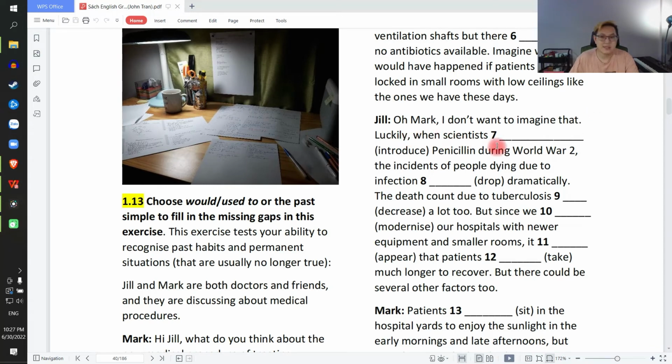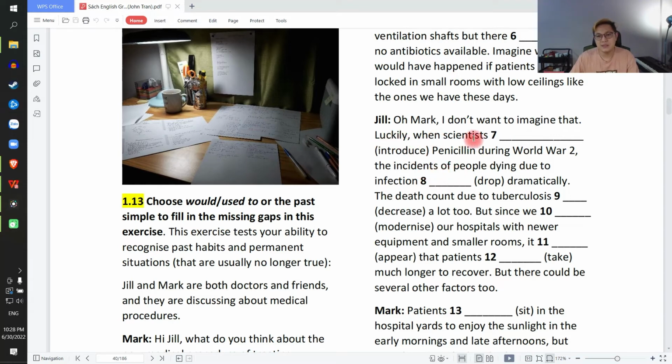Luckily, when scientists introduced penicillin during World War II, the incidence of people dying due to infection dropped dramatically. So basically, of course, just talk about a single completed action in the past. So number 7 and 8. Số 7, số 8 chỉ là những cái hành động mà đơn lẻ không mang tính lặp lại, hành động đơn lẻ được hoàn thành rồi quá khứ.